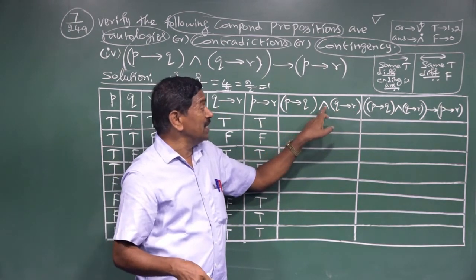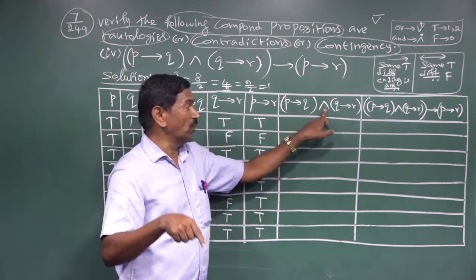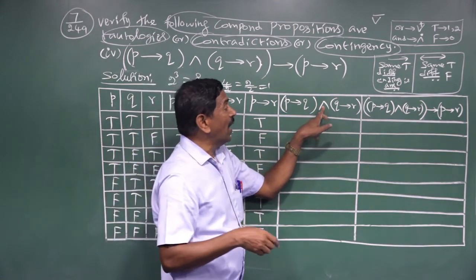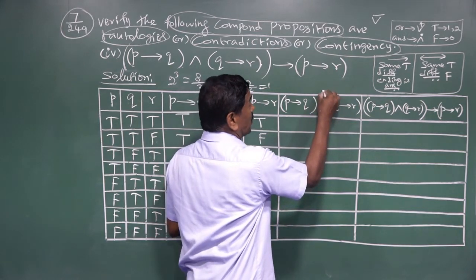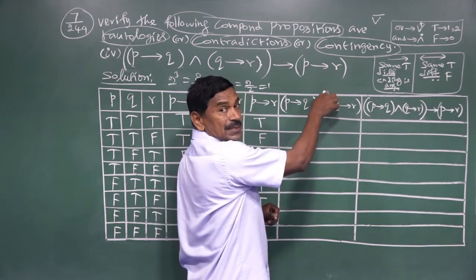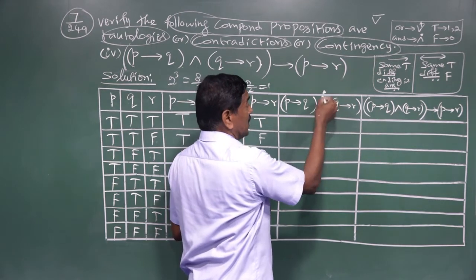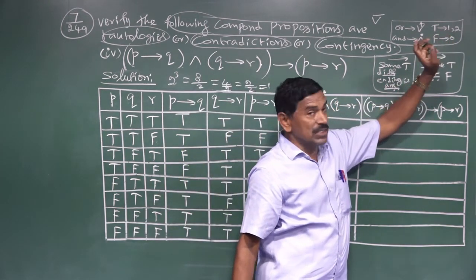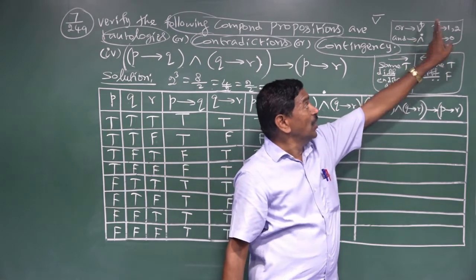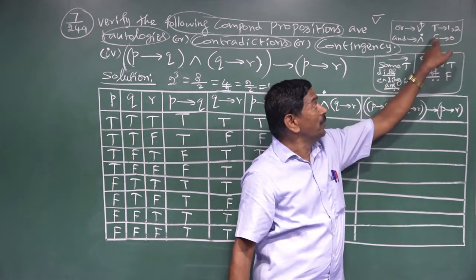The middle relation is cap. Cap means under. Under means cap, and the cap denotes multiplication. Important: cap denotes multiplication. Also, we know the technique: true means 1, false means 0. Conversely, in your answer 1 means true, 0 means false.